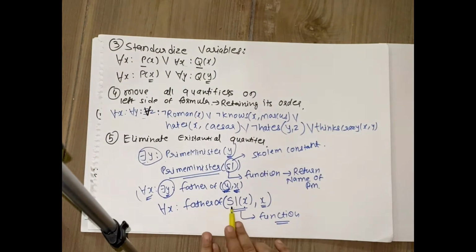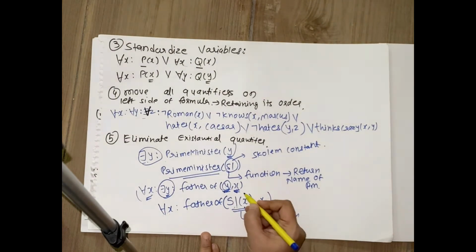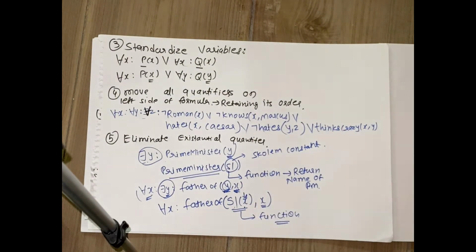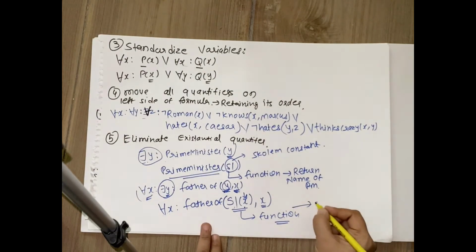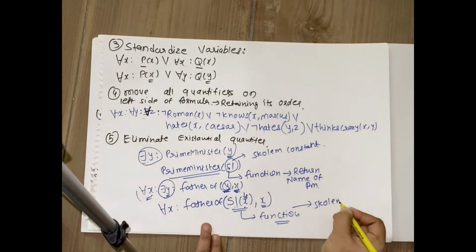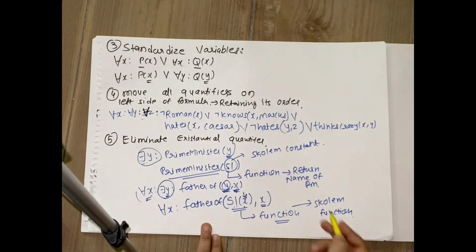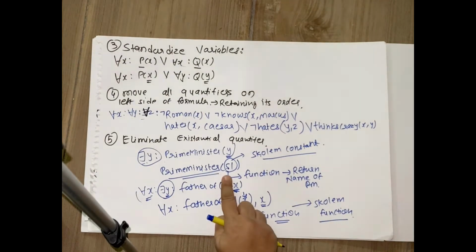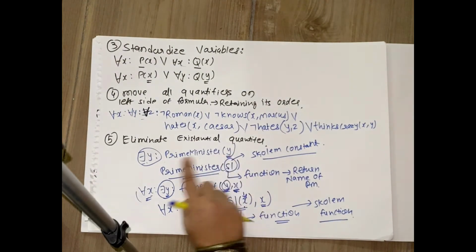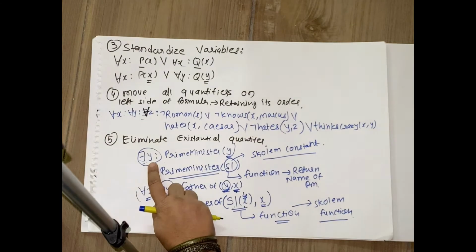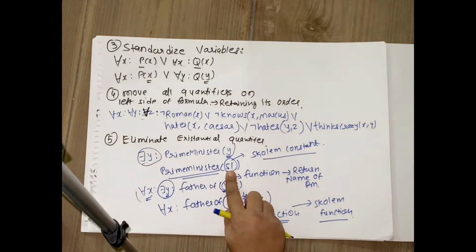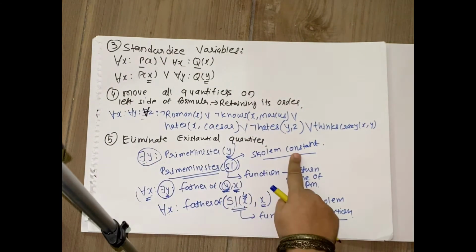So what happens over here? Once again, this is a function, but the value of this function will be returned based on the value of this variable x, and hence this is called Skolem function. Okay, so what is the difference between Skolem constant and Skolem function? In Skolem constant, the existential variable is not dependent on any other variable, and hence it can be used directly without an argument. So it is Skolem constant.